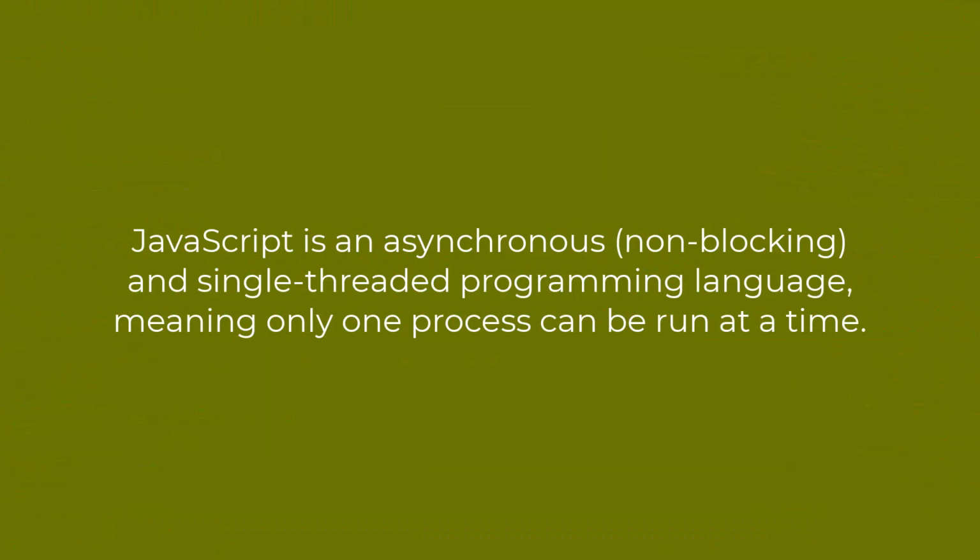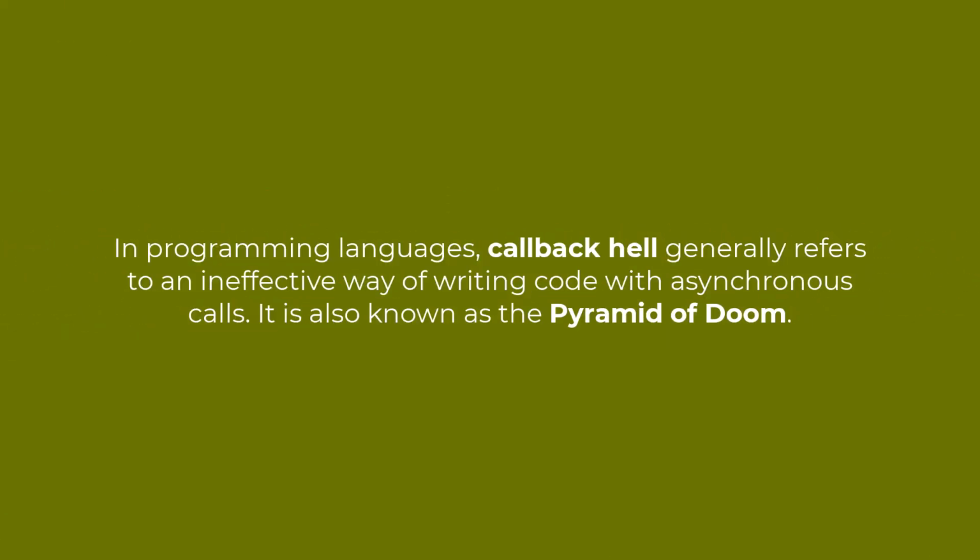We know that JavaScript is an asynchronous, non-blocking and single-threaded programming language. It means only one process can be run at a time. In the JavaScript programming language, Callback Hell generally refers to an inefficient or ineffective way of writing code in asynchronous calls. So you should have an understanding of what an asynchronous call is. We have discussed that in our previous video, you can see that one.